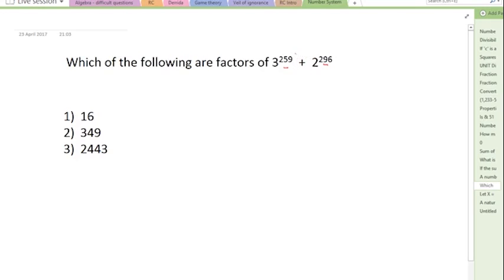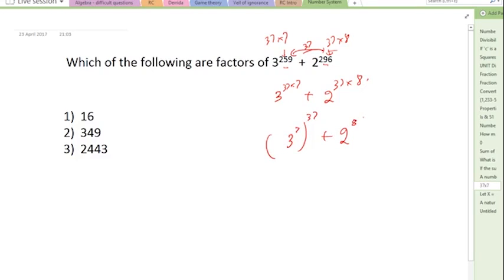So when you start looking at it, I think the difference between these two exponents is 37, and then you will notice that this number will come out to be 37 into 7, and this number will be 37 into 8. So we have 3 to the power 37 into 7 plus 2 to the power 37 into 8, right? Or you can write that as 3 to the power 7, whole to the power 37, plus 2 to the power 8, whole to the power 37. Since it's an odd power, you should know that a to the power n plus b to the power n will be divisible by a plus b for odd n.